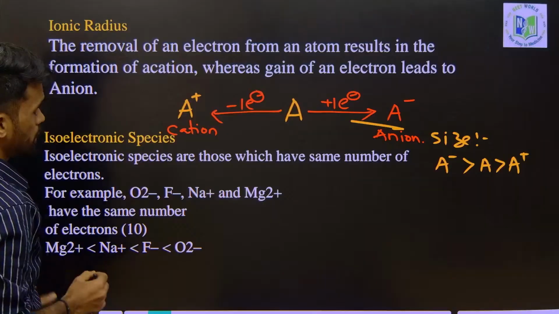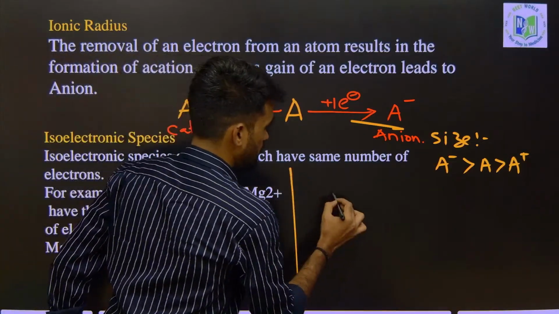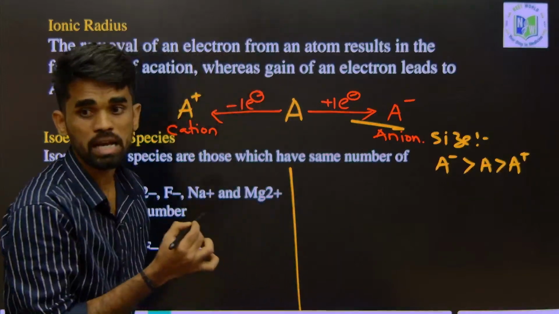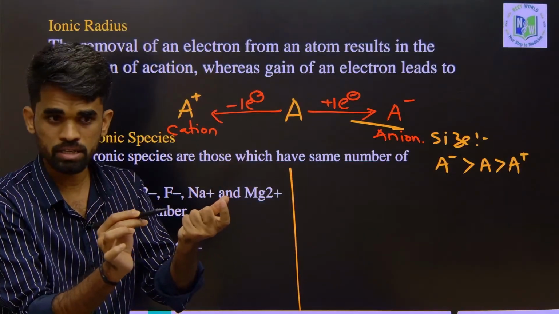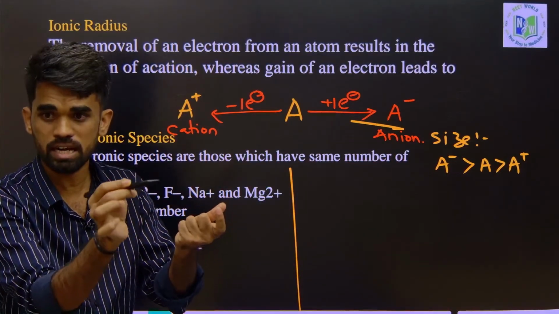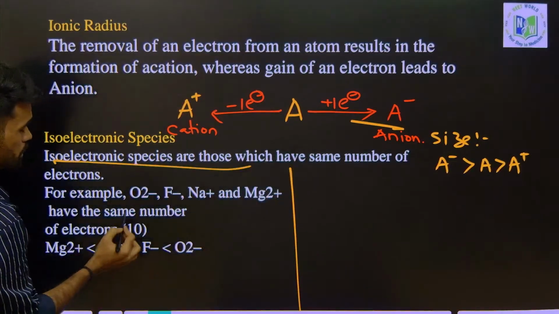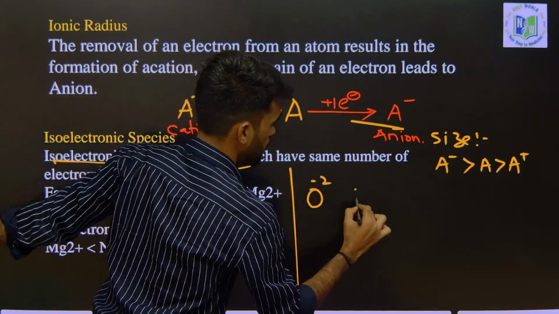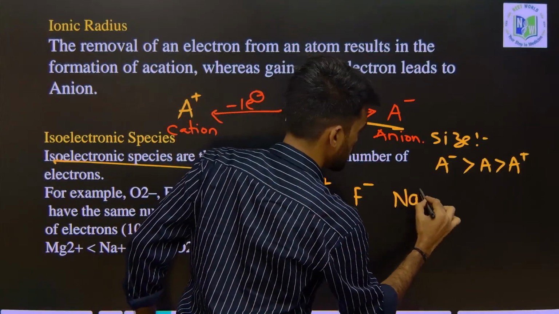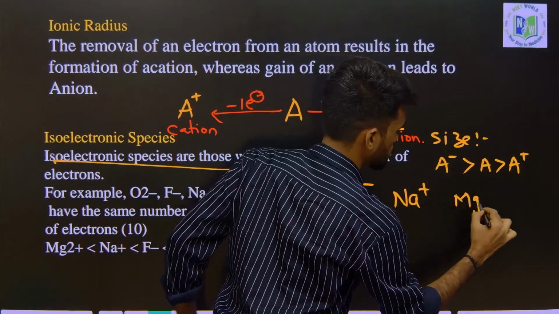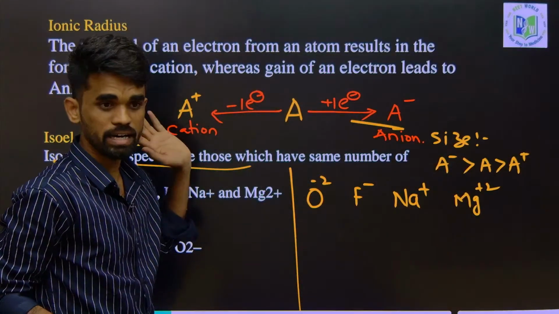Now generally the type of question you can expect from this concept is that they will give some species called isoelectronic species. Iso means same, electronic means electrons: species containing the same number of electrons are called isoelectronic species. Now they will give something like O minus 2, F minus, Na plus and Mg plus 2.